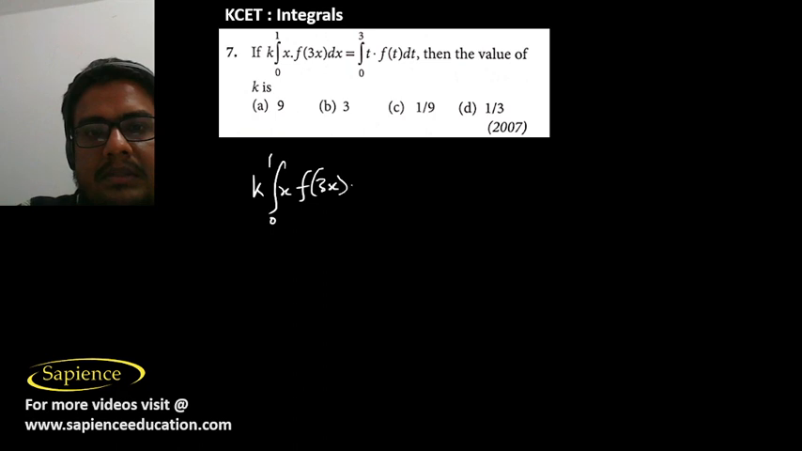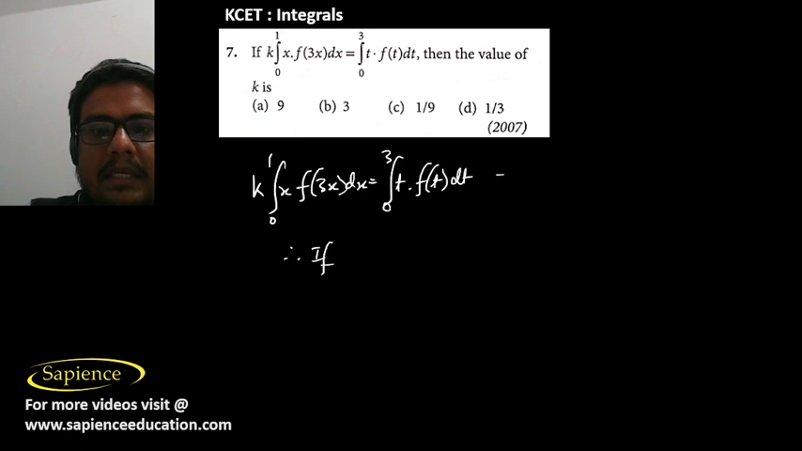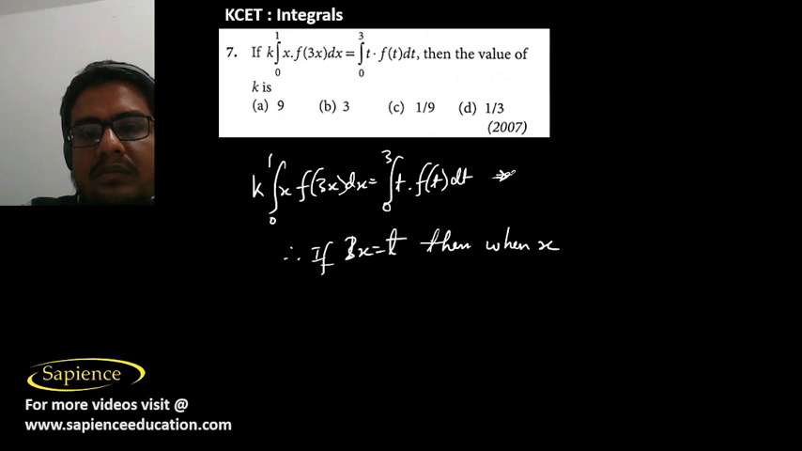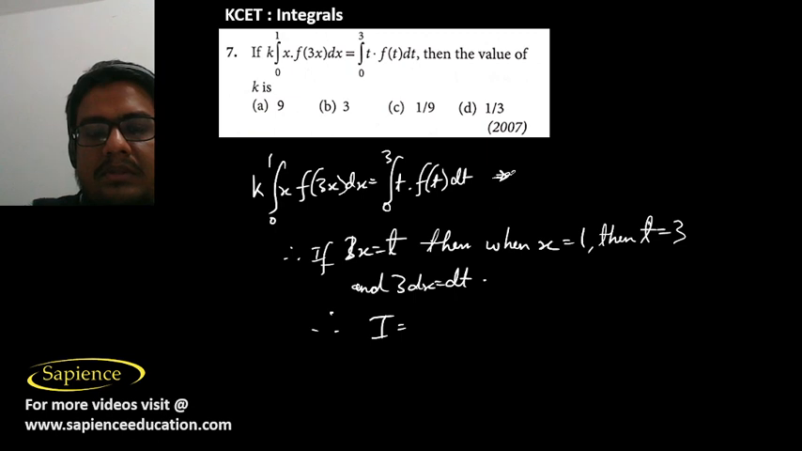Then in question number 7 it is told, if k into integral 0 to 1 x f of 3x dx is equal to integral 0 to 3 t into f of t dt, the value of k is how much? Now, in this integral, suppose it is k into I, if we take 3x equal to t, then when x is equal to 1, t is equal to 3 obviously, and 3 into dx is equal to dt.